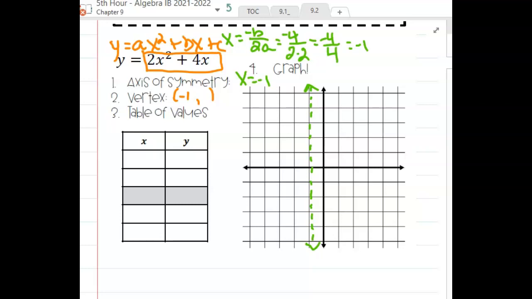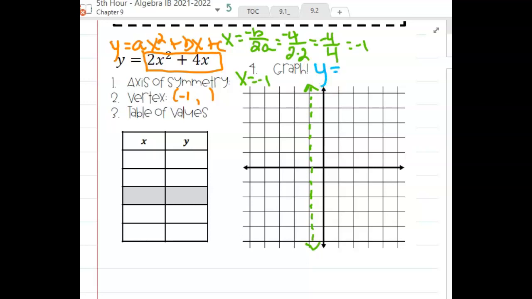I'm looking for a y value. And guess what? I have an x value to plug into my function machine. I have a rule to follow. It's going to spit out a y value. So that's exactly what we're going to do. We're going to take our function machine. We're going to drop in a -1. So here's what this is going to look like.